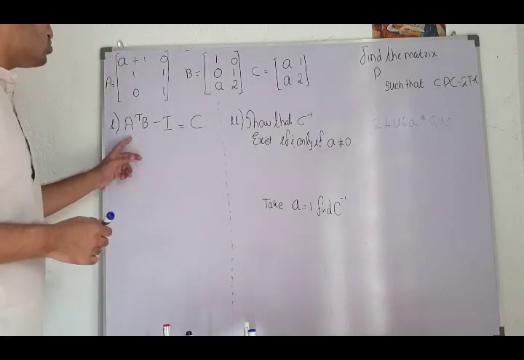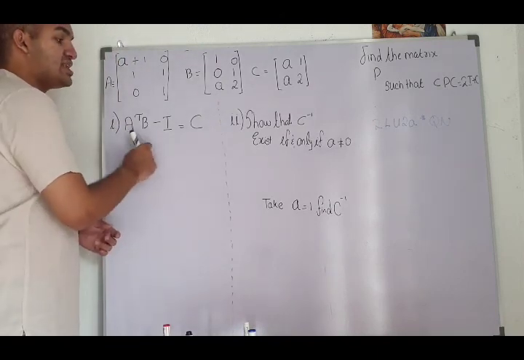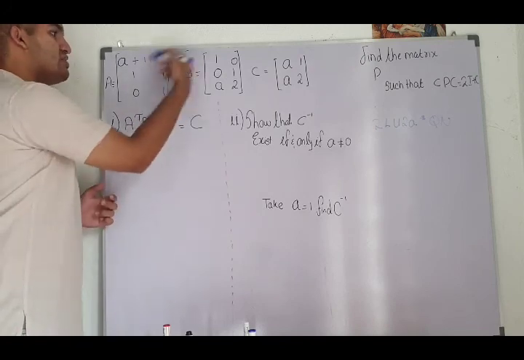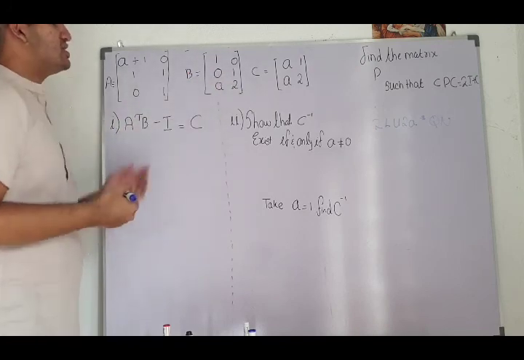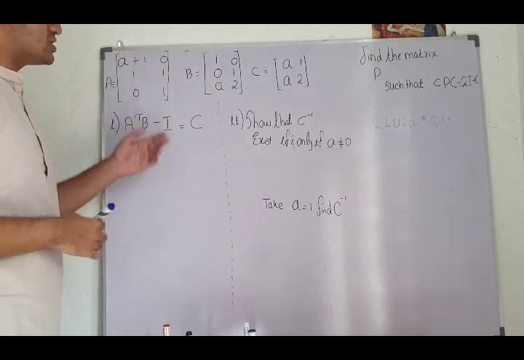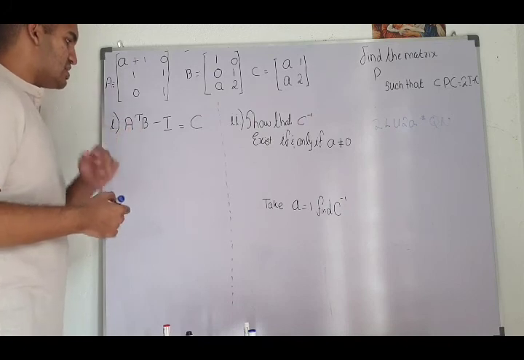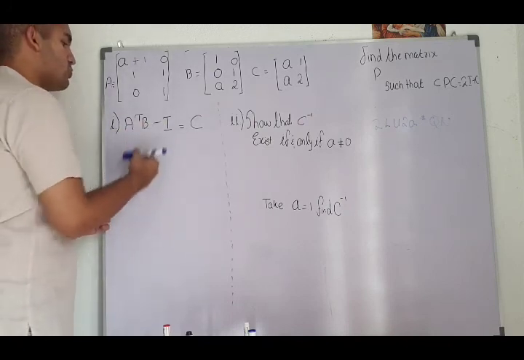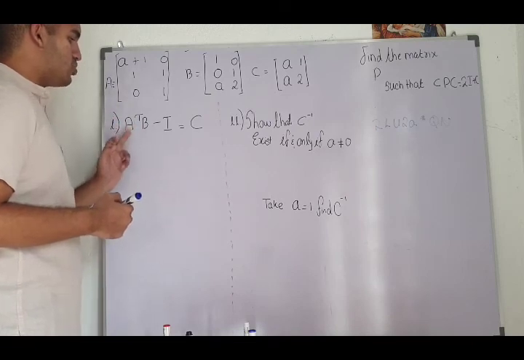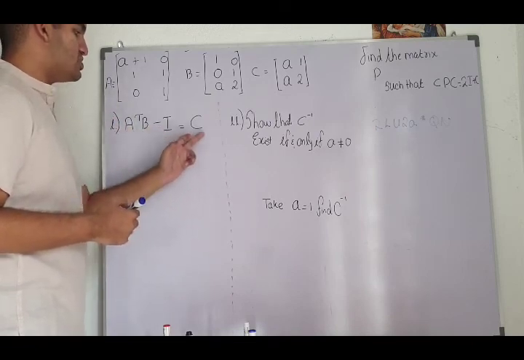So they are asking you to prove that the left hand side is equal to the right hand side, and they have given you A, B and C as these matrices. So you can see that they are different in rows and columns. So let's get started with the very first question. So question 1 says that we have A transpose B minus I equals C.